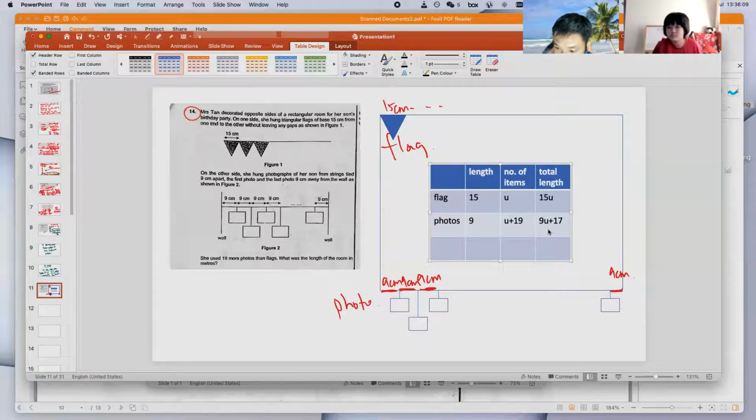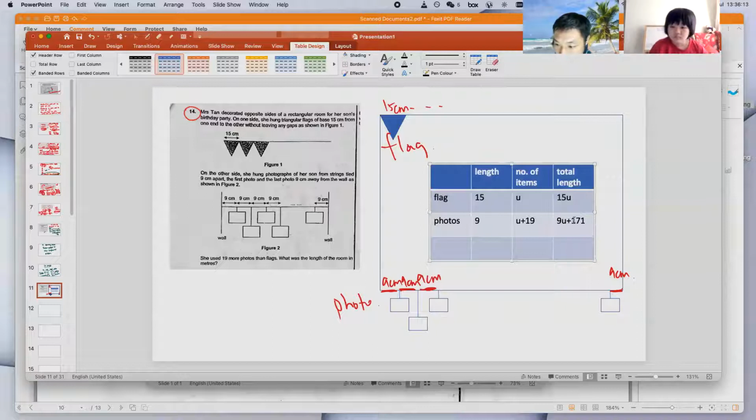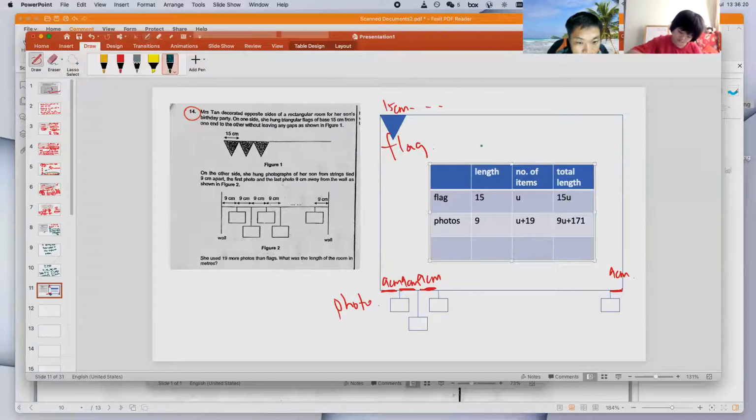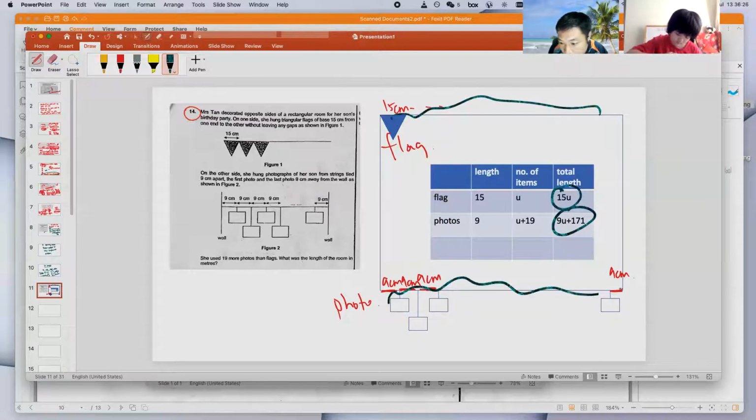One seven one. Yeah, good. So do you know what you need to do next? Equate this. Do you know why I need to equate them? Like equate this to this, because for a rectangle, the opposite sides are the same. So I equate 15U. U equals 28.5.